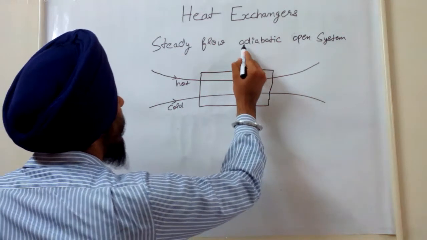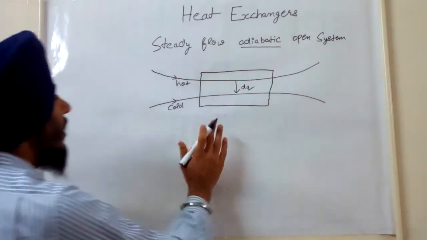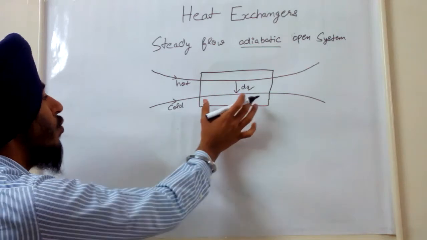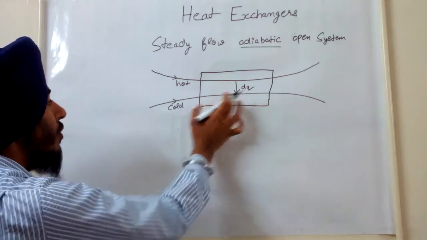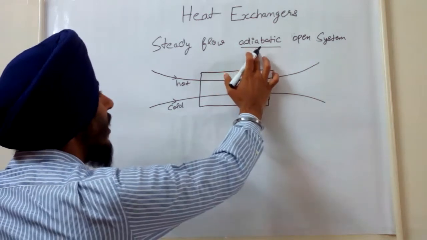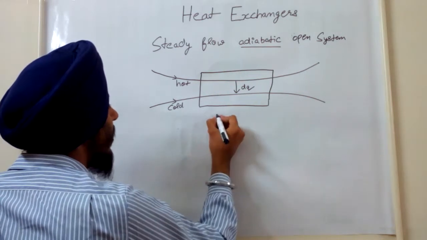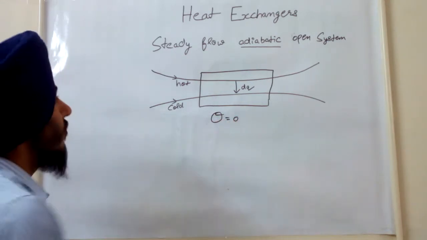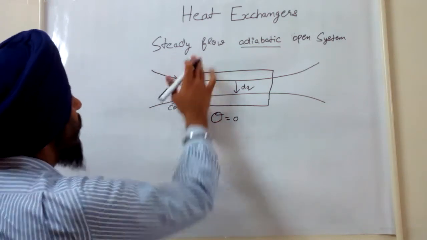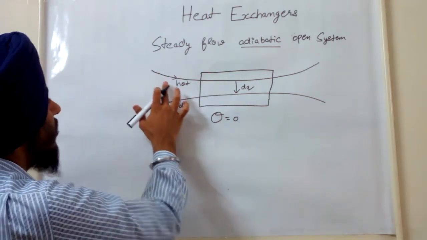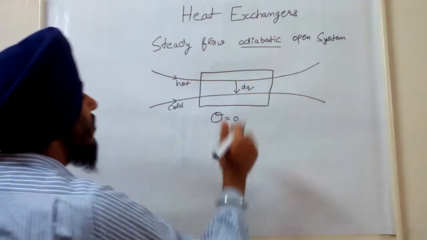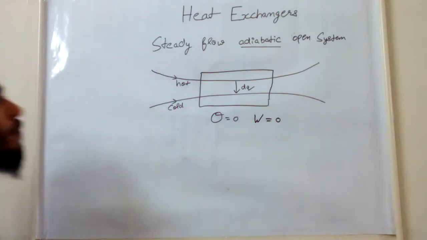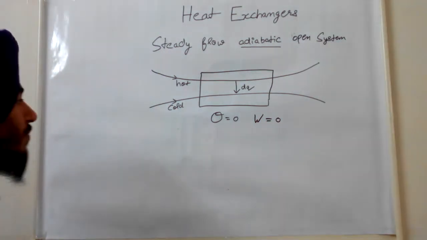We are writing the word adiabatic. Since we are writing adiabatic, the heat that is lost by the hot fluid will be taken by the cold fluid. No part of that heat would be lost to the environment, because we have an adiabatic system. Since the system is adiabatic, we can write Q is equal to 0 from the basics of thermodynamics. And since the system is steady flow, steady means the mass is flowing continuously. For a steady flow adiabatic open system, we can deduce that W is also equal to 0. This is from the basics of thermodynamics.